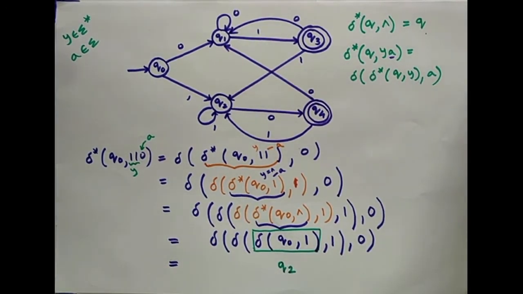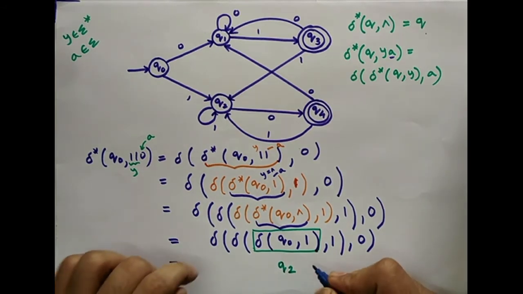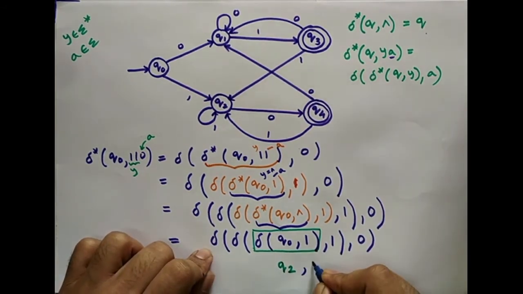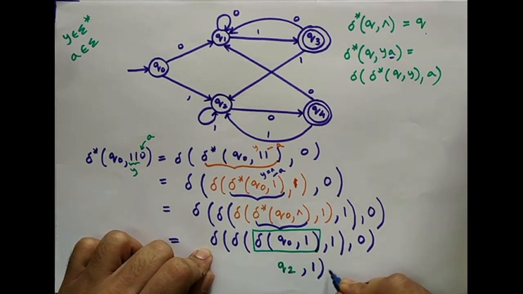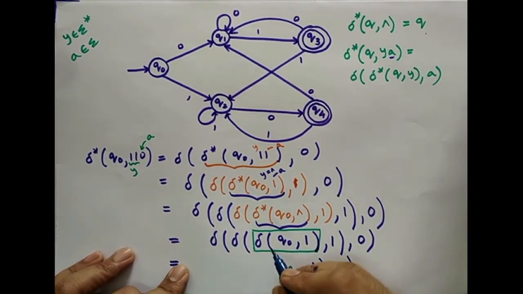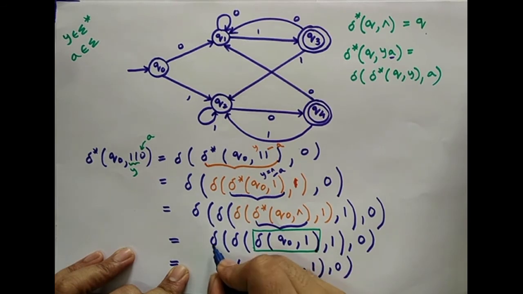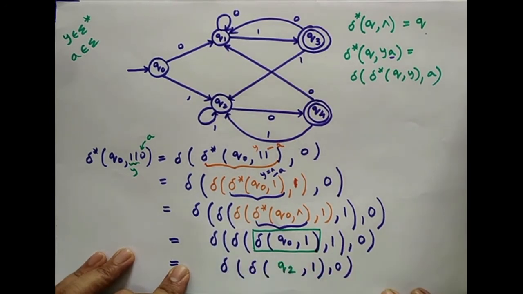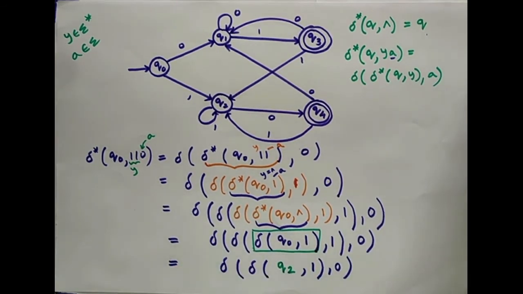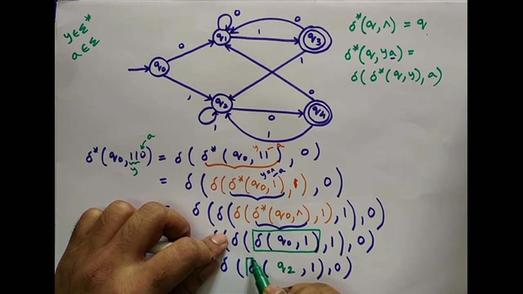Yes, the remaining part you write as it is. So there is a comma here, there is 1 here, there is a closing bracket, then there is comma, then there is 0, and then there is a closing bracket. From this side there is an opening bracket, then there is del, then there is an opening bracket again, there is del here. Fine. So then we find out what is delta of q2 on 1.